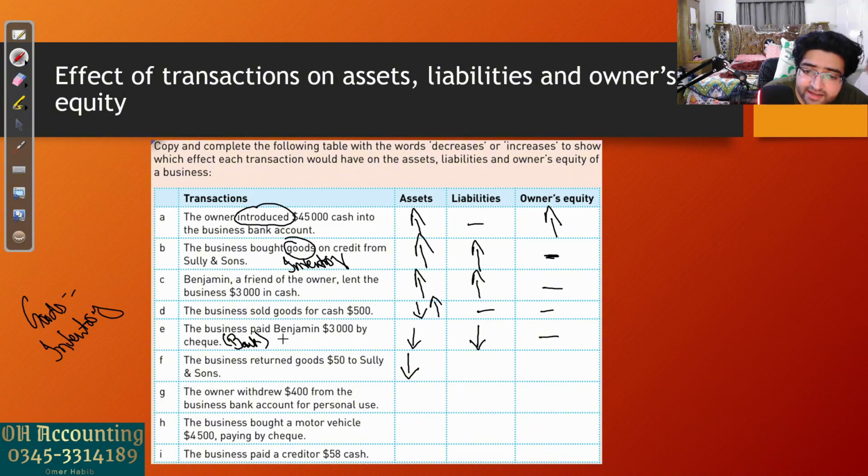So when you are returning goods to them, means you are not going to pay back these $50 to them. So your liabilities will decrease by $50. So we will show that with an arrow downwards. No impact on owner's equity.